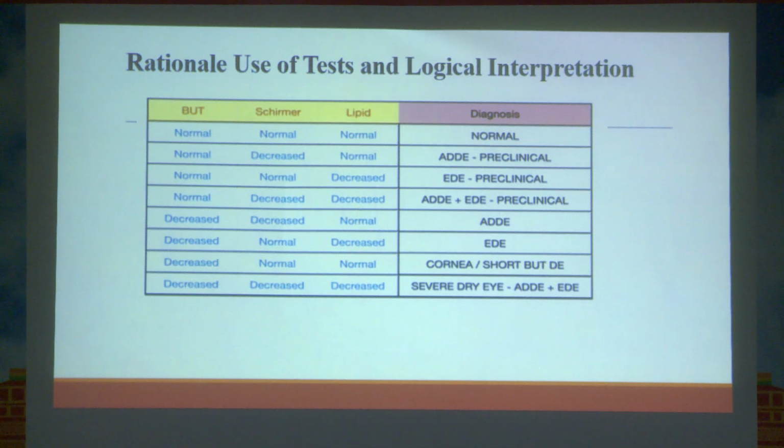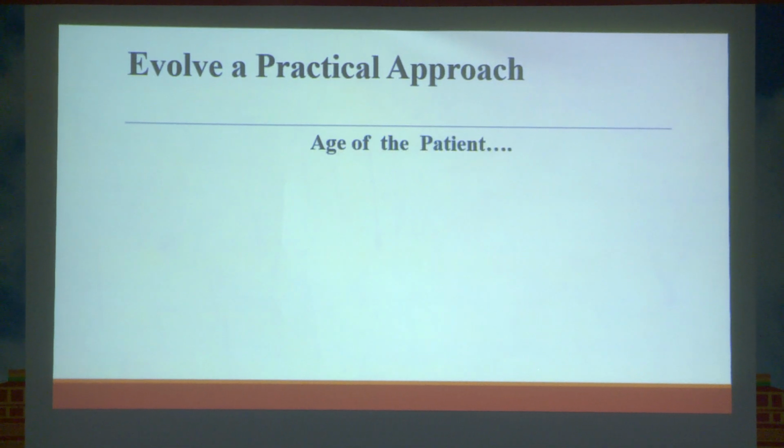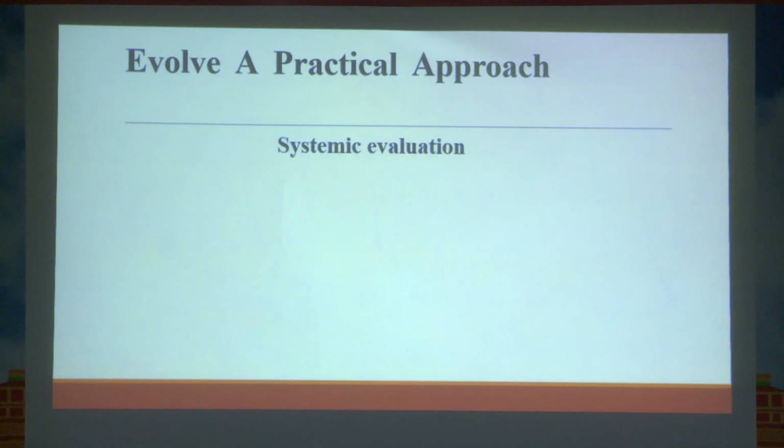So we should be carefully using this and reaching our inferences. And then we have to have a practical approach. The age of the patient, we know it's more or less a middle-age disease, but youngsters are nowadays also equally getting involved. Symptoms and signs generally often don't correlate. Then ocular staining should be done, and coexisting ocular conditions should be kept in mind and ruled out one by one. Systemic evaluation, again, many of these autoimmune and rheumatic diseases are known to have these problems.